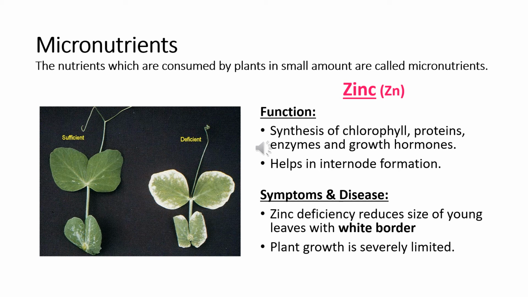And not only that, it also helps in internode formation. That means the gap between two leaf axils. And for internode formation, plant growth also depends on it. So what are the symptoms? Zinc deficiency reduces size of young leaves with white border. Look at the picture. The border of the leaves is white, and the left leaf is healthy, but the right one is not. It has a deficiency of zinc. Another one is plant growth is severely limited.